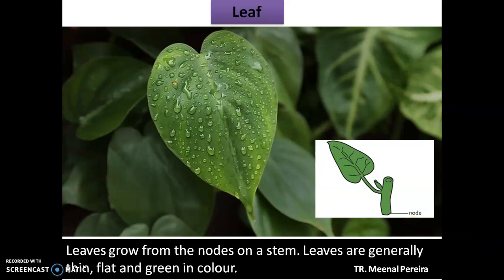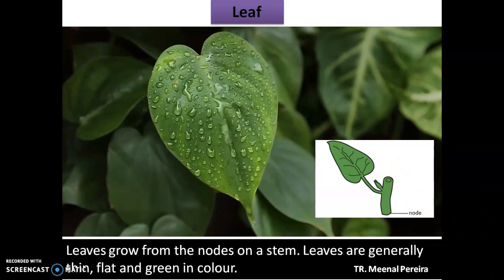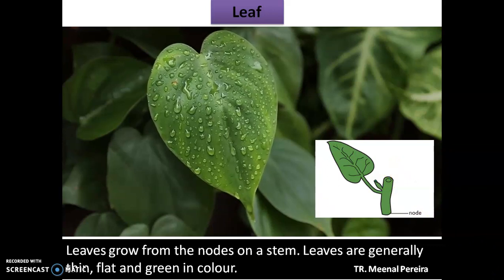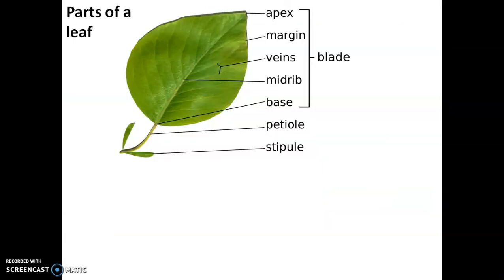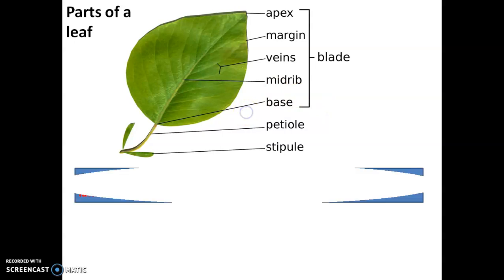Leaves are generally thin, flat and green in color. So you all know that leaves are usually thin, they are flat and green in color. Now let's study about the various parts of the leaf. So this is the diagram of the leaf. Let's see each part in detail.